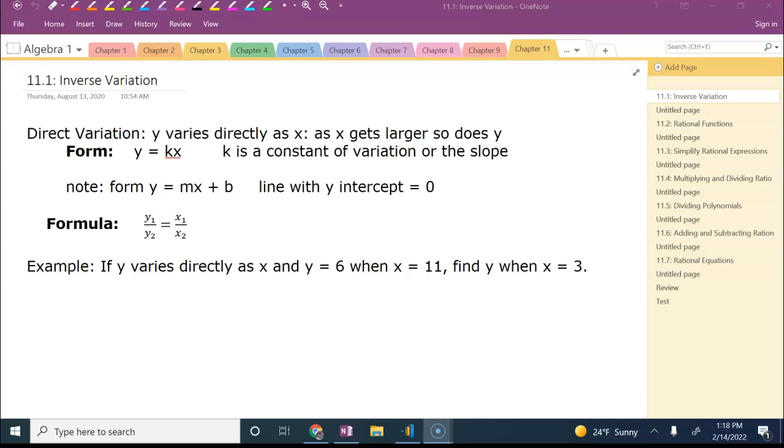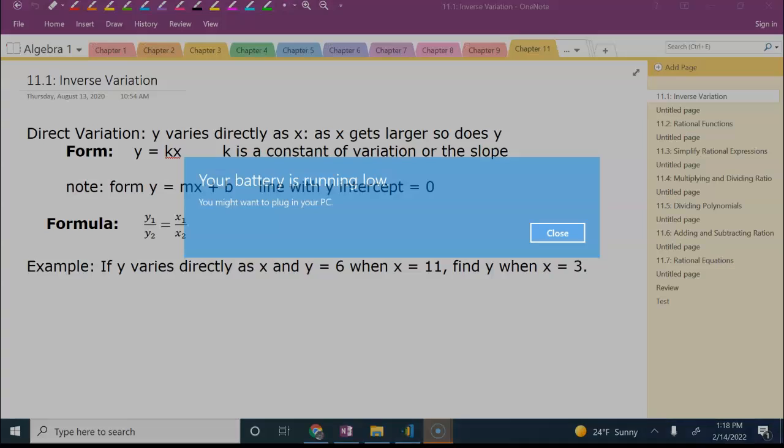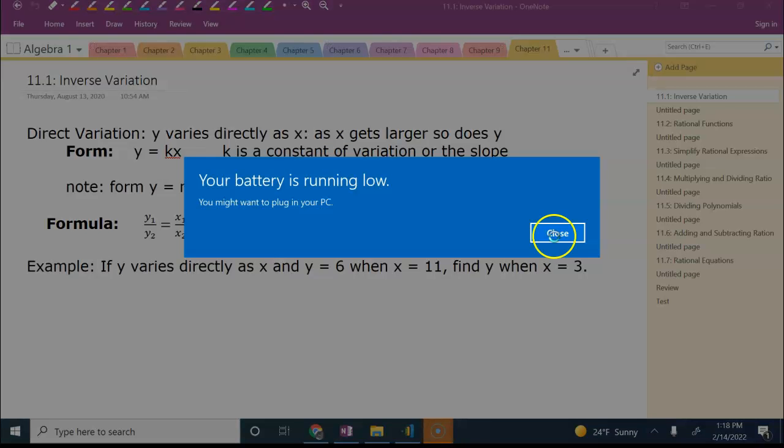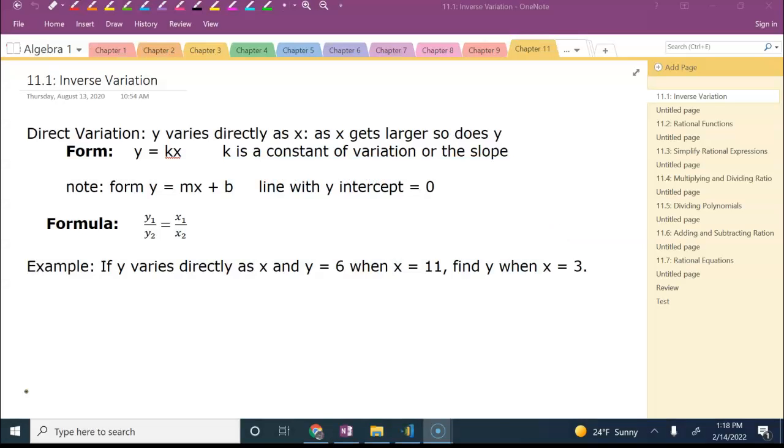So the first type of variation I want to go over with you, which we've talked a little bit about in the past, is called a direct variation. What a direct variation means is that your variables like x and y are going to be acting the same. For example, if x gets bigger, y also gets bigger. If x were getting smaller, y would also be getting smaller. The equation that we see with direct variation looks like this: y equals kx, where k is your constant of variation or the slope.